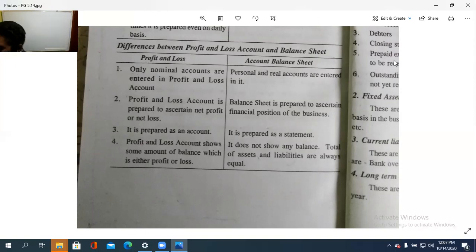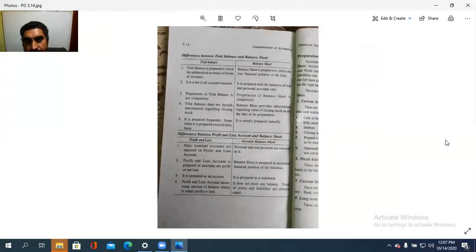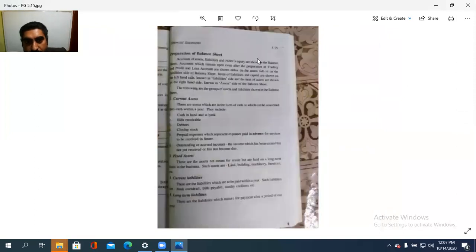While it does not show any balance, the total of the assets and liabilities are always equal. This tally should match. If it does not tally, there should be some error. So please have a look at the differences between the trial balance and balance sheet, and the P&L account and balance sheet. Next, we are going to see how a balance sheet is to be prepared.